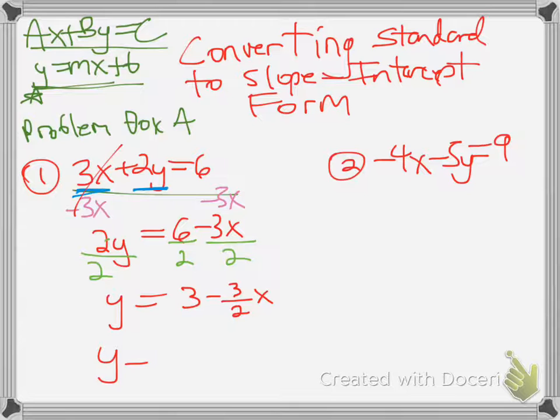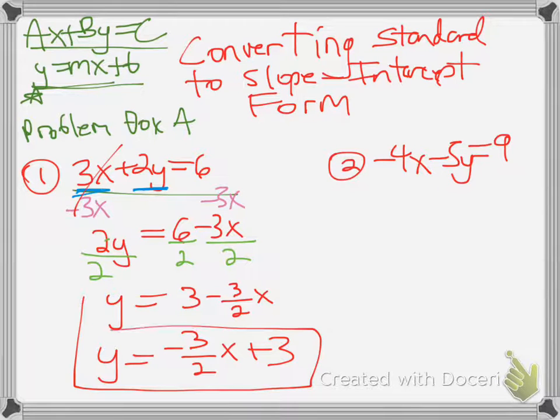Another way I could write it is in slope-intercept form. Normally you put the x term first, so I could write negative 3 halves x plus 3. Both of these are correct answers. I'm now going to go ahead and go to number 2. So for number 2, I want to follow the same process.